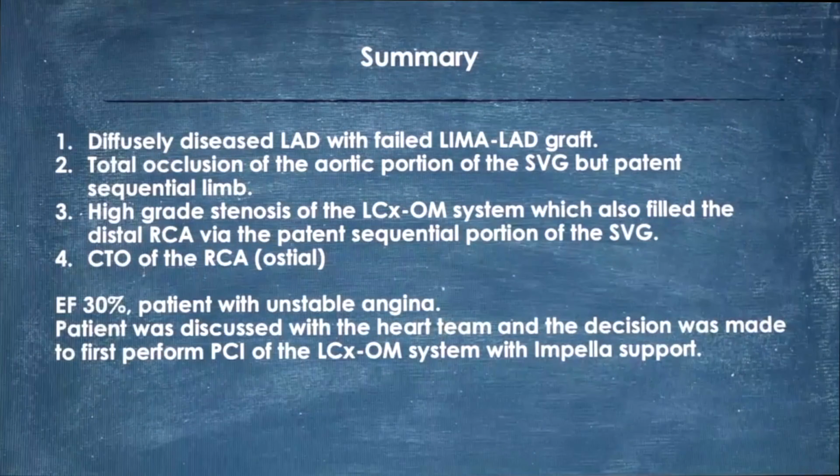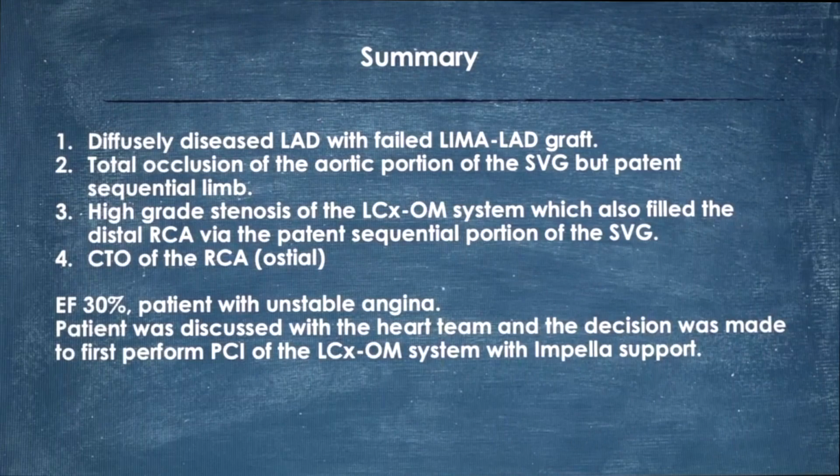So in summary, he had diffuse disease of the LAD with a failed LIMA to LAD graft. He had total occlusion of the aortic portion of the SVG, but a patent sequential limb. He had high-grade stenosis of the circ-OM system, which also supplied the distal RCA via the sequential portion of the SVG, and a chronic total occlusion of the RCA. His EF is low, so we had a heart team discussion about revascularization strategy, and he was not a candidate for redo bypass due to severely diffuse LAD disease, and he had one failed attempt before.